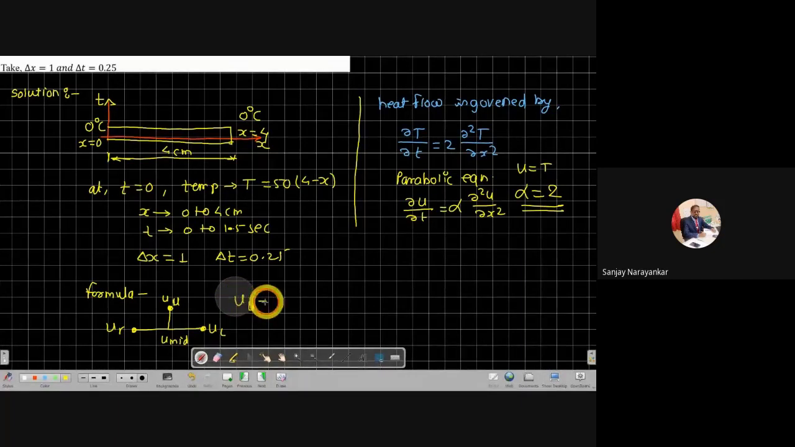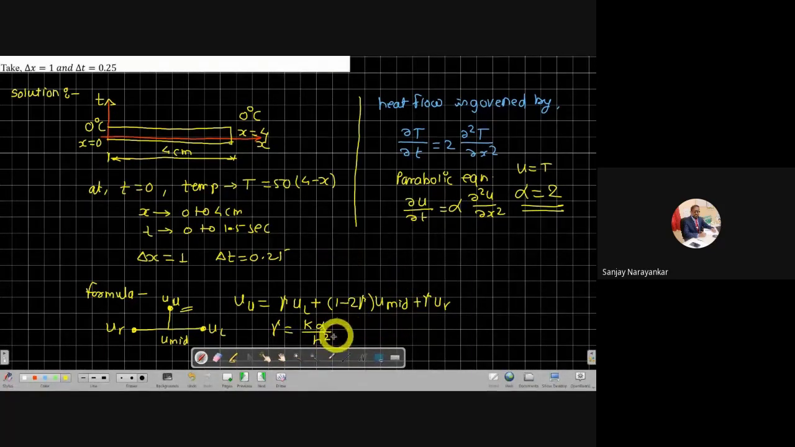U up is equal to this value, we have to find out. U up is equal to gamma U left plus (1 minus 2 gamma) U mid plus gamma into U right. This is the formula where gamma is equal to k alpha upon h square.